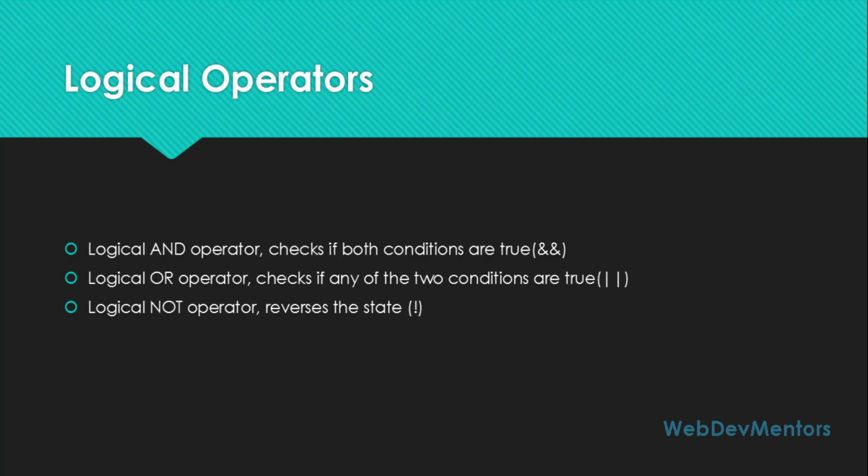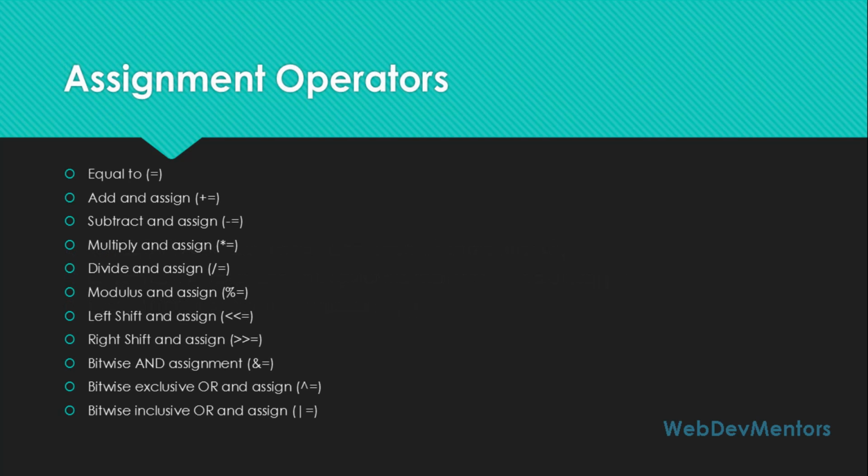So the next set of operators are assignment operators. Assignment operators have a huge set of operators. It starts with equal to, which is nothing but assigning some value to a variable. And add and assign, which is plus equal to, is going to add the value and assign it to the same variable. So a plus equal to b is nothing but a is equal to a plus b. So you're going to add the value of b to a and assign it to a.